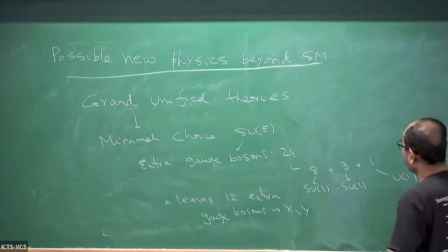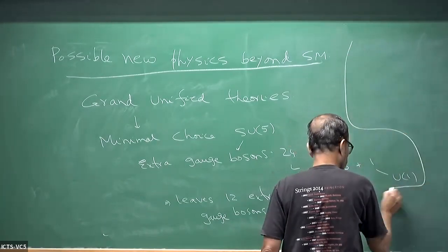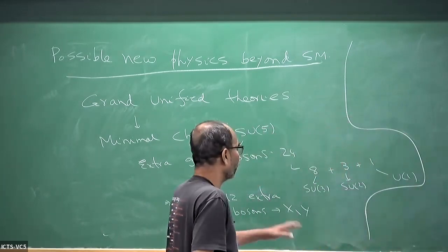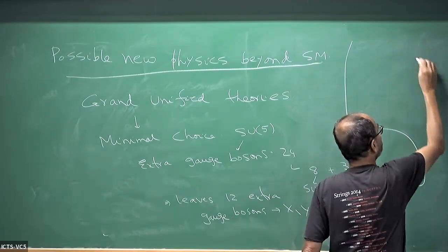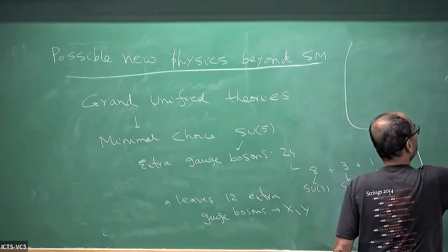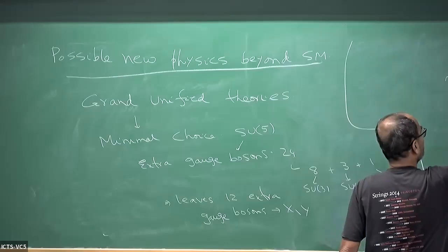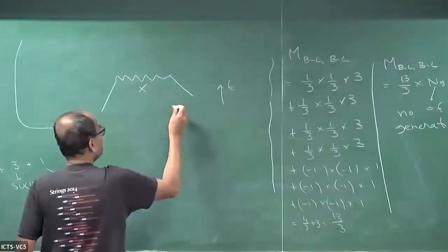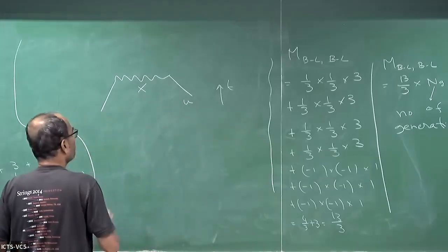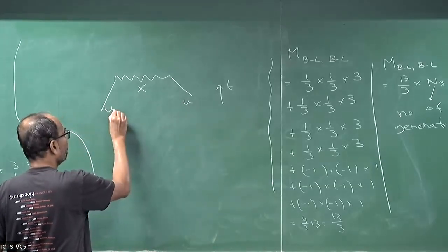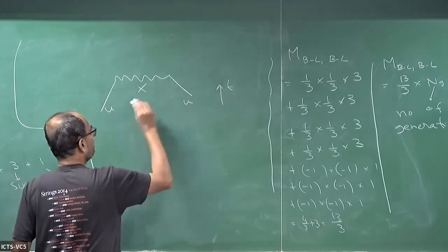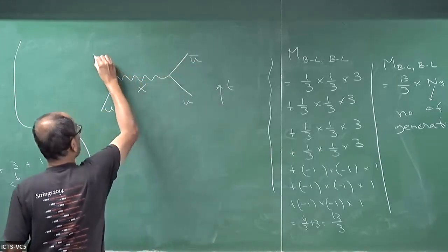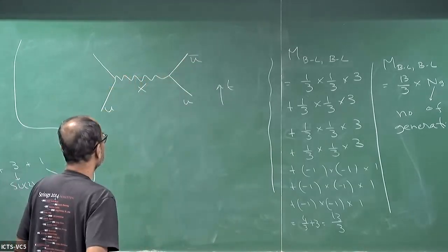Now, in our context, these are important because these gauge bosons can lead to proton decay. For example, we have diagrams like this. Time flows up. You can have U, two U's, under X boson exchange becomes U bar and E plus.